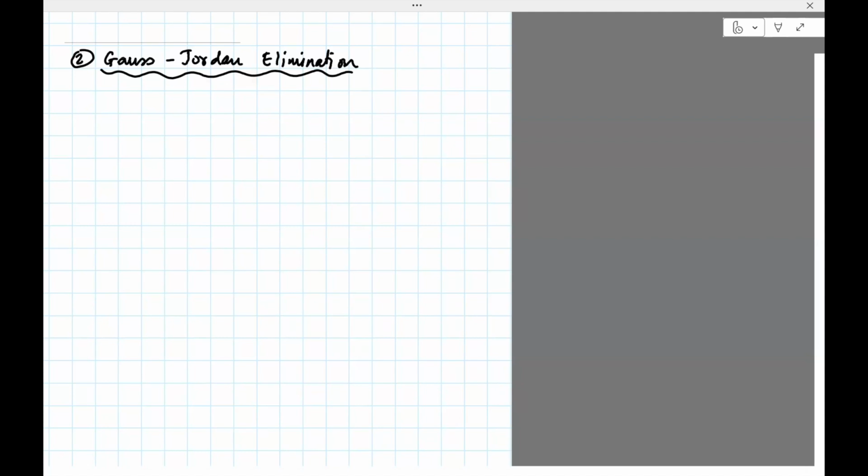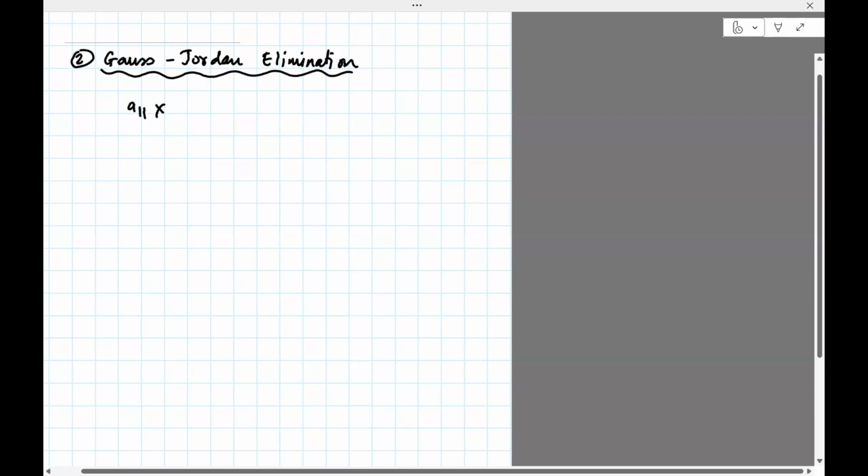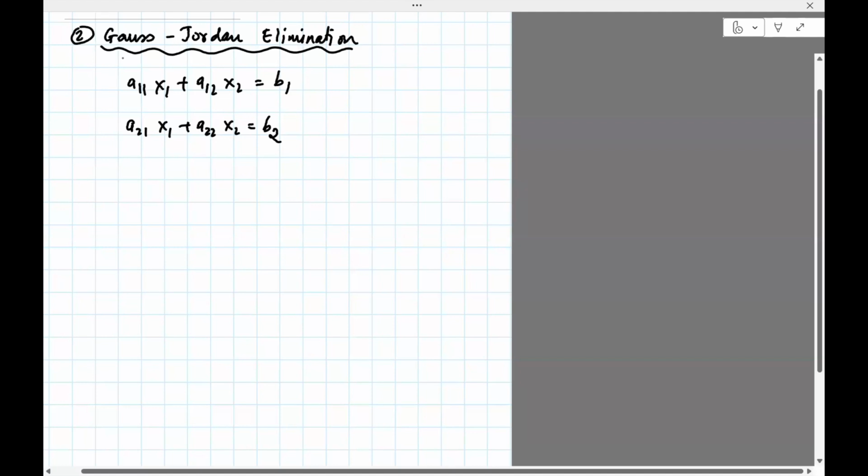Okay, so what this method does is the following. If you have a11 x1 plus a12 x2 equals b1, and a21 x1 plus a22 x2 equals b2. Okay, so just like Gauss elimination, it will use a11 as the pivot to eliminate a21.